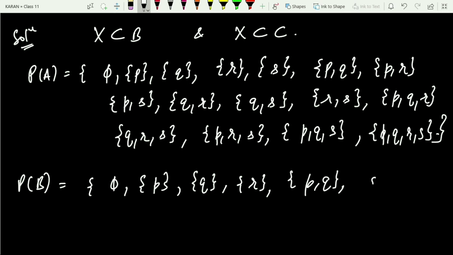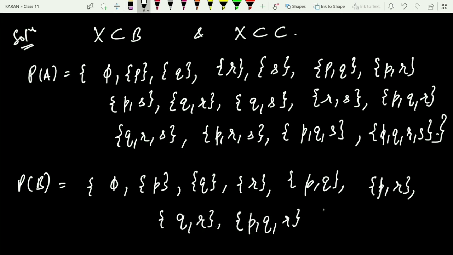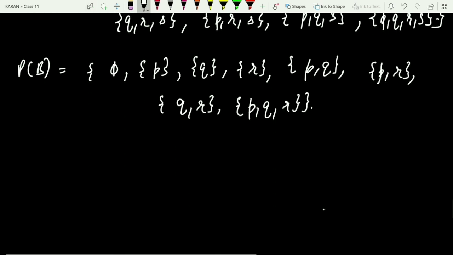So make the doublets, then it will be PR, and then QR, next one will be PQ and R. Fine with this. So they are the power sets of B. Now let me see the power sets of C.